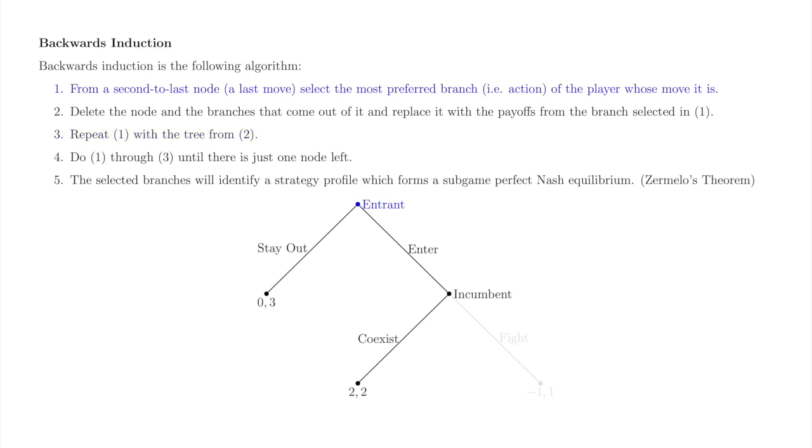Now, the entrance move is the last move, since the algorithm replaced the incumbent's move with coexist. The entrant prefers to enter because 2 is greater than 0. We remove stay out and its terminal node from the tree. The entrance move was the first move of the game, so we're done with backwards induction. Backwards induction lets us conclude enter, coexist is the unique subgame-perfect Nash equilibrium of this game.